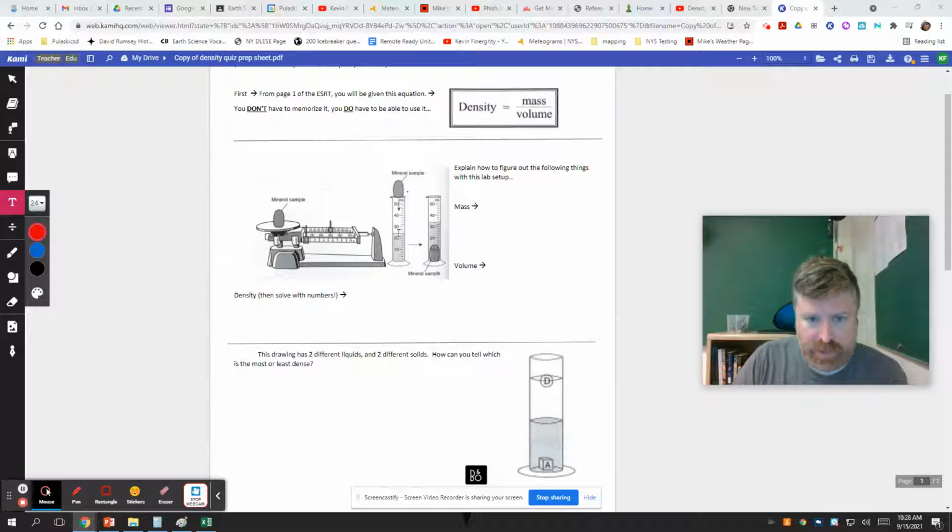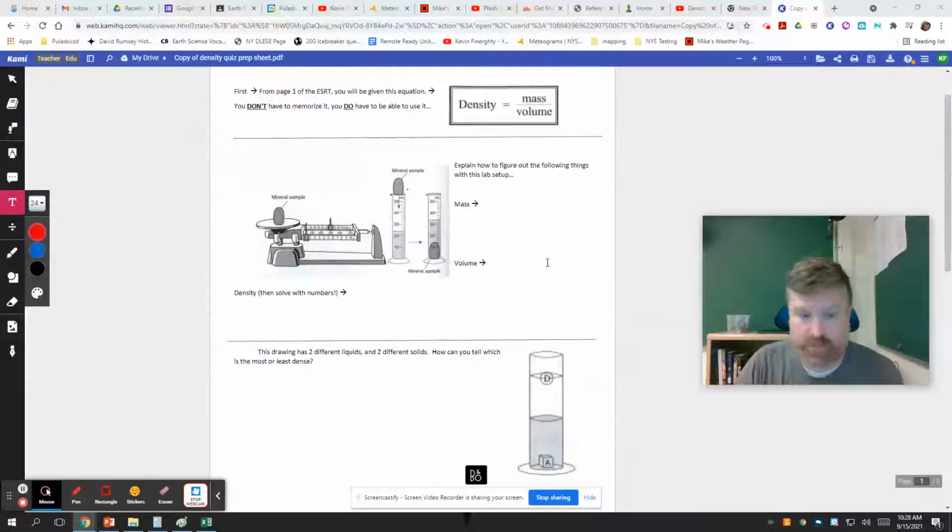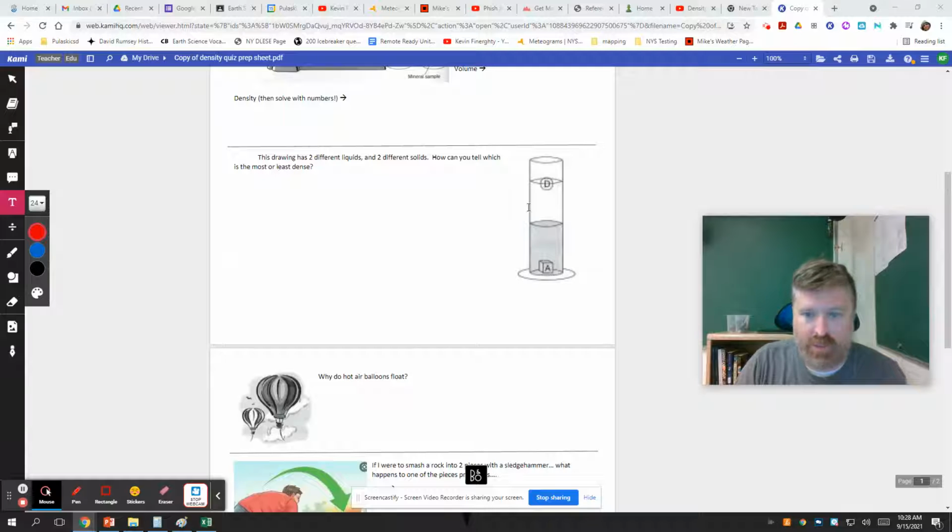Volume, you see what the volume is. It could be any random number. You carefully drop it in, and you see how much it goes up by. So if it went from this up to this, neither one of those numbers on their own are very important. It's the amount that it went up by, which in this case looks like 10. Density is going to be just do that, mass divided by volume. And 60 divided by 10 is 6. That's it. So this drawing has basically 4 different things, 2 different liquids, 2 different solids.